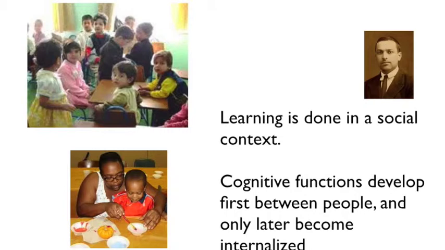So language is a good example. Language appears as something that goes on between people, and it's only later that it becomes internalized and available to you for silent internal thought. That's a necessary sequencing. It happens first in public.